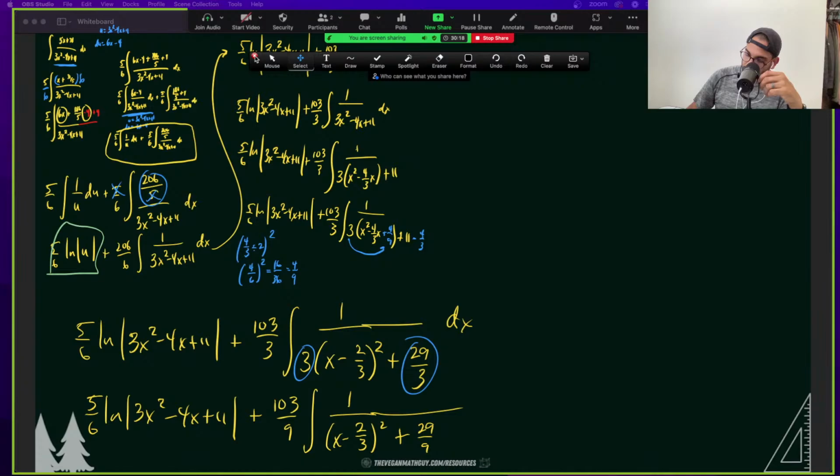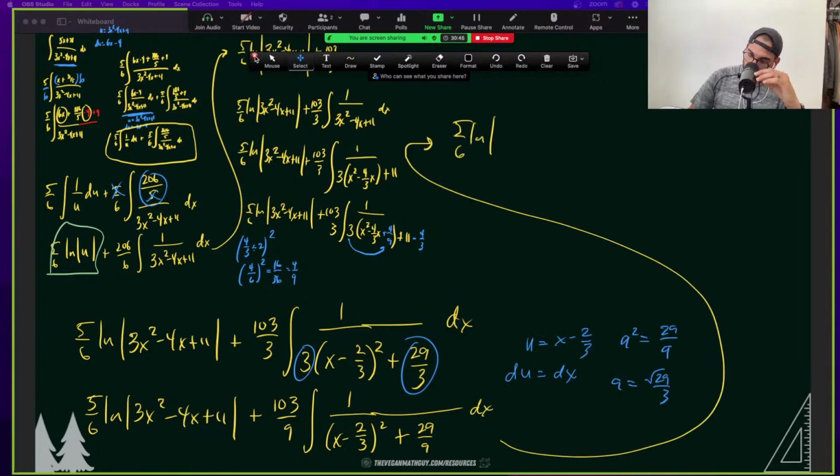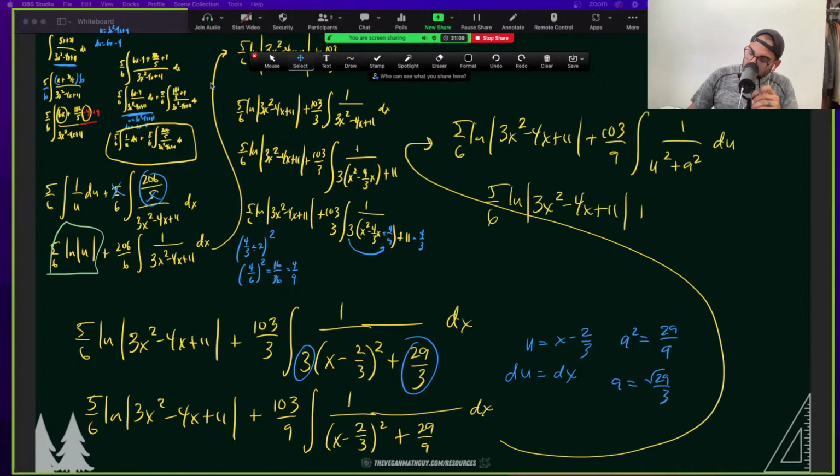Let's rewrite this whole thing. So we have 5/6 natural log of 3x squared minus 4x plus 11 plus 103 over 9 times the integral of 1 over u squared plus a squared du. Ooh, that is an arctan. Let's finish it off. 5/6 natural log of 3x squared minus 4x plus 11 plus 103 over 9 times, and remember, arctan starts off with 1 over a, arctan of u over a. And I finished integrating that, so I'm going to put a plus c.